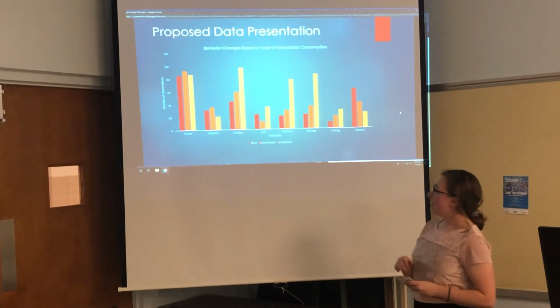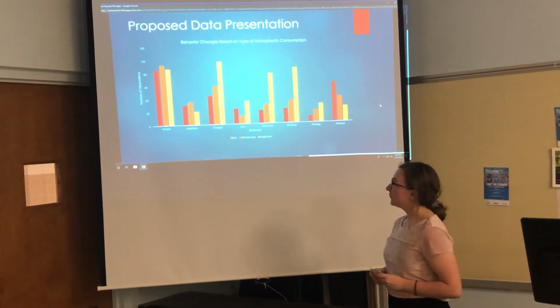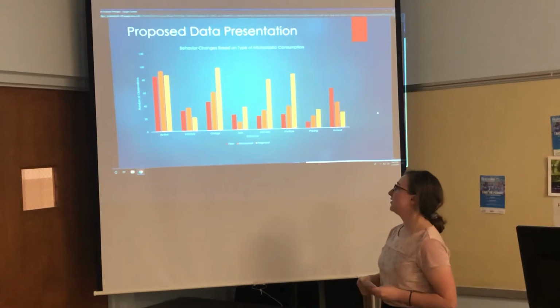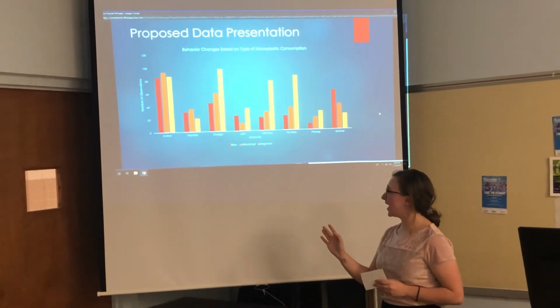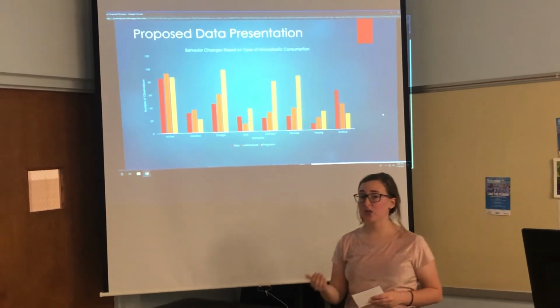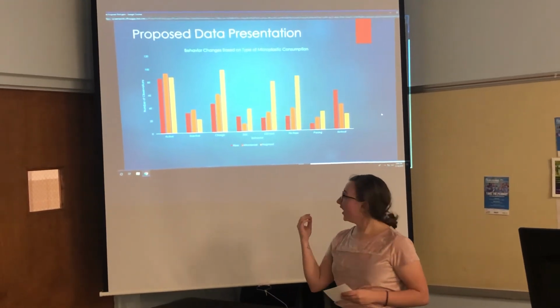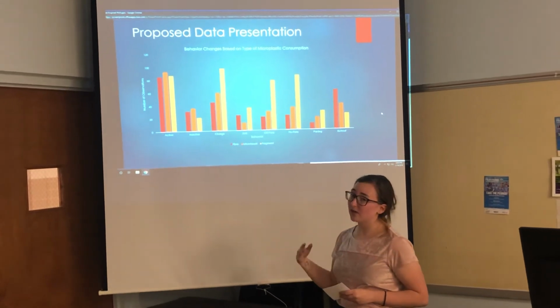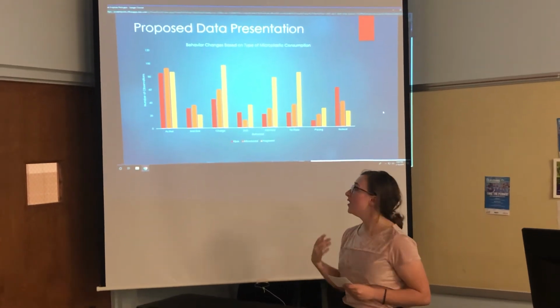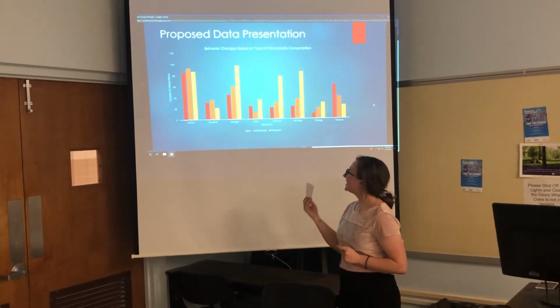And lastly, we have the proposed results for the type of microplastic consumed. Very generally, you can see that fibers and microbeads are about the same. However, you see a big spike in aggressive behaviors when fish are consuming fragments. And this is thought to be because there are more toxins in fragments than the other two types of microplastics.